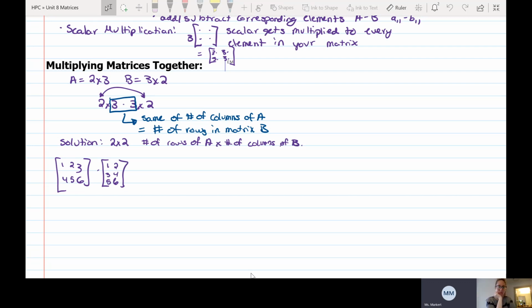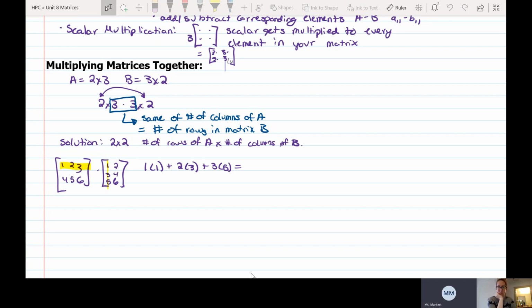Remember that you multiply row by column. So we're going to go row by column. So like this. And I know that yellow highlighter on that column is hard to see. OneNote's weird with their highlighters. It's annoying. So you're going to have 1 times 1 plus 2 times 3 plus 3 times 5. And then whatever that is going to end up being your first element in your solution matrix.